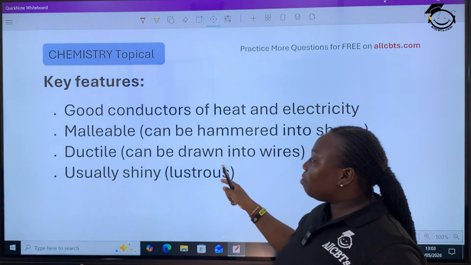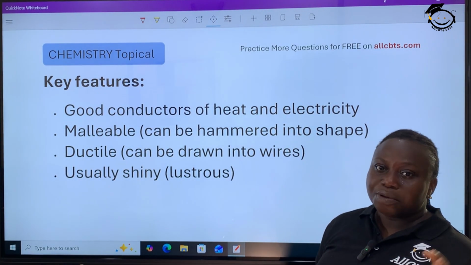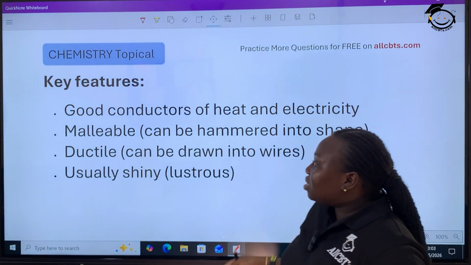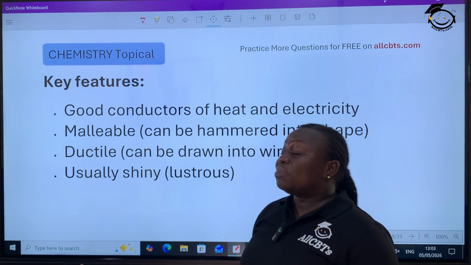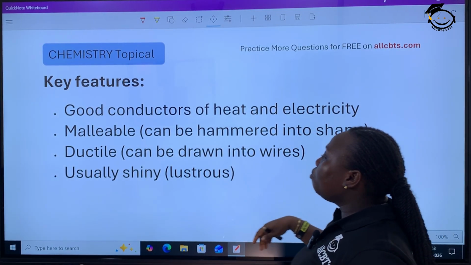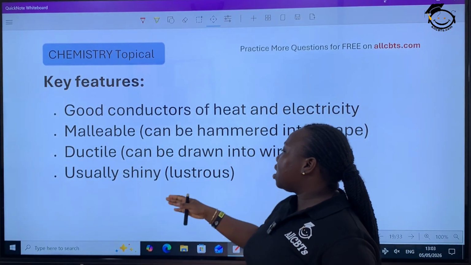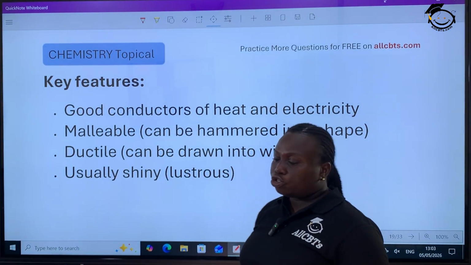So metallic bonding is what gives these characteristics to metals. It is the bonding that makes metals good conductors, that makes them malleable, which means they can be hammered into shape, that makes them ductile, which means they can be drawn into wires, and that makes them shiny or lustrous.